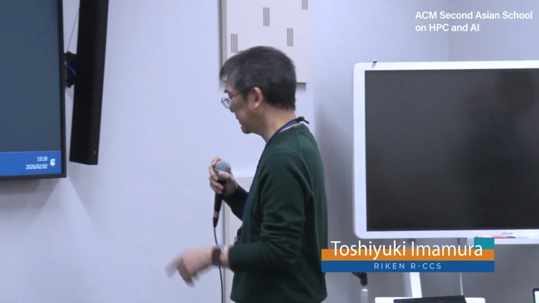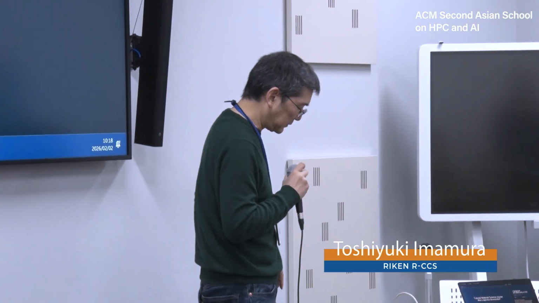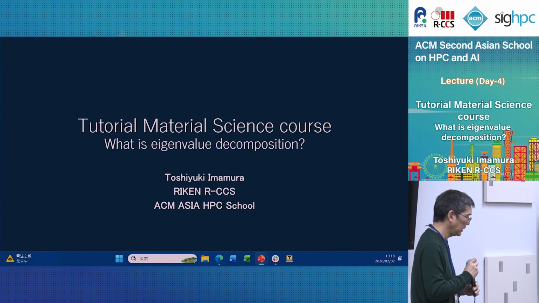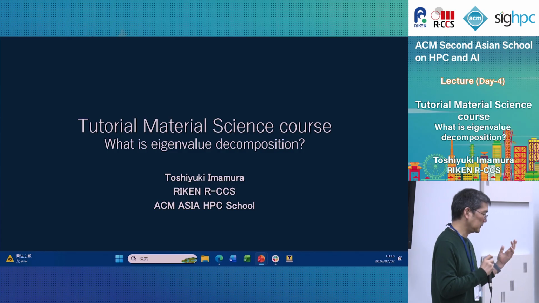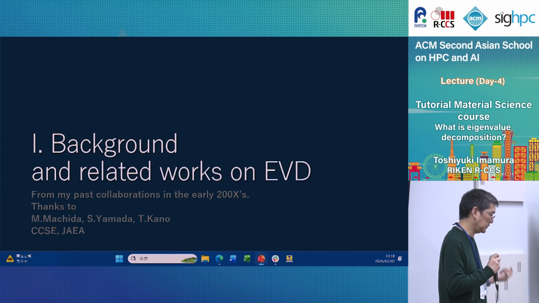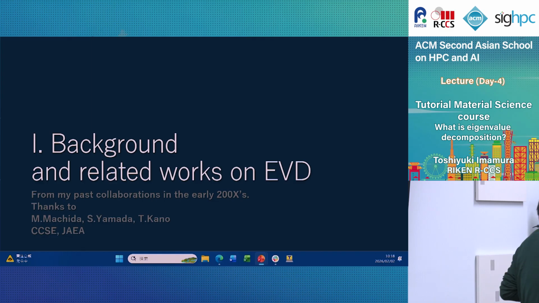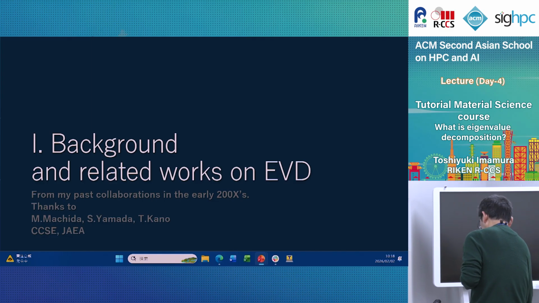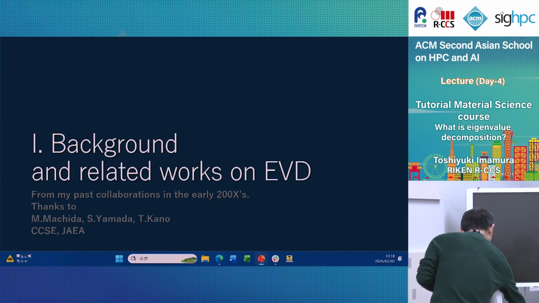I'm Toshiyuki, a member of the RIKEN R-CCS, and today I'm focusing on the theoretical and numerical part of how to improve the calculation and solving of the eigenvalue problem, or in other words, what some physicists call the diagonalization of a matrix.